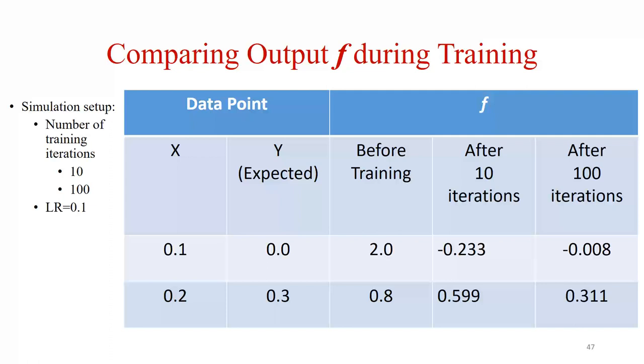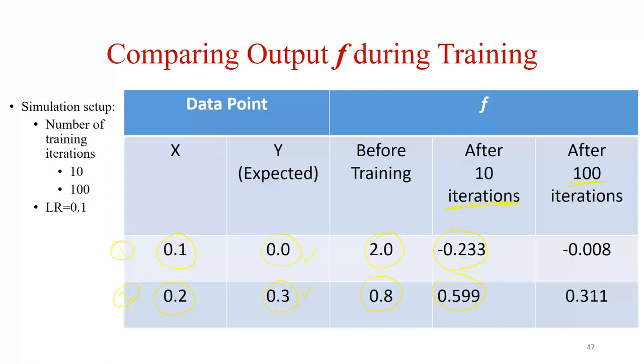Now you can see that here we used two input patterns. This is the very first input training pattern, and the second input training pattern. When x equals 0.1, the output is 0. When x equals 0.2, the expected output is 0.3. These are the results before we train the machine. These are the results after training the machine. You see, we're getting closer towards the expected results. Now, we have done 10 rounds, or 10 iterations, of training.